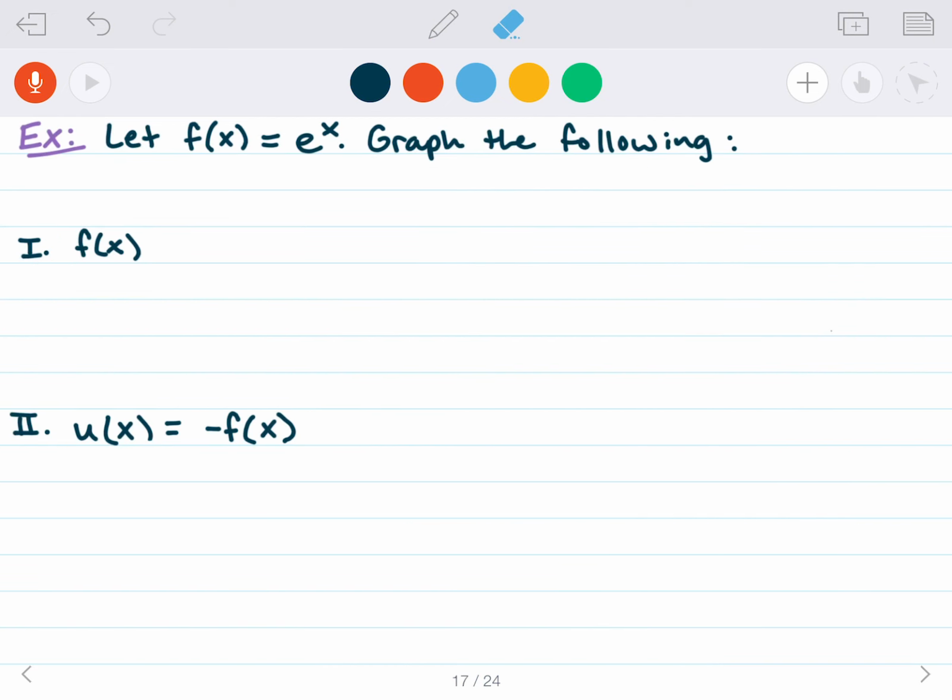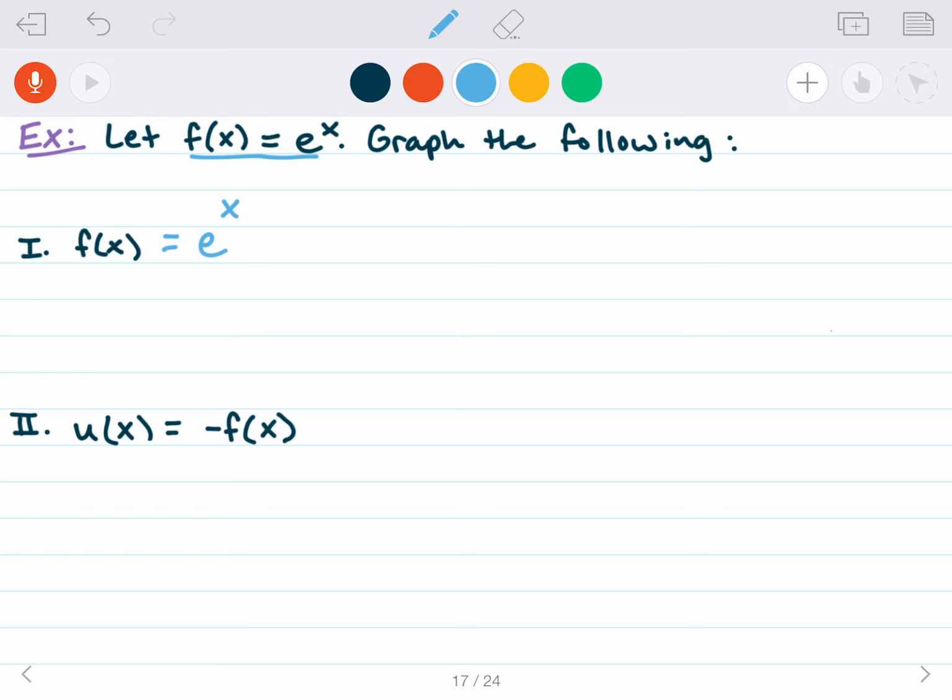Okay, so for this problem, we're going to take a look at e to the x as our parent function, and we're going to graph some reflections here. So the first thing is f of x equals e to the x. So this is just e to the x. And I'm going to make a table, but I'm also going to use Desmos to show you guys this just to save some time with the video.